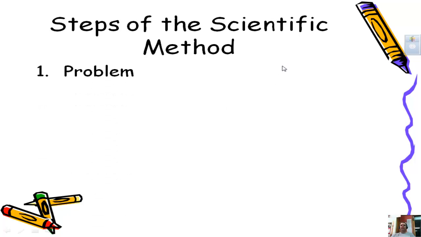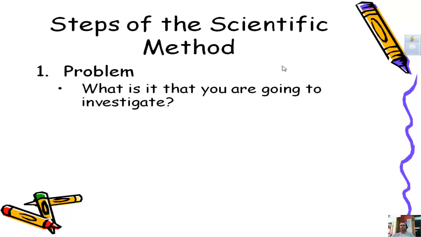The first step of the scientific method is your problem. What is it that you are looking to investigate? In all of the labs we do this year, there will be an objective. I'll explain what's going on and you see if you can come up with a correct answer. What is something that interests you? Those are some of the problems we'll talk about.